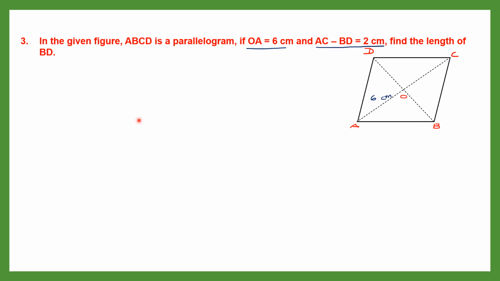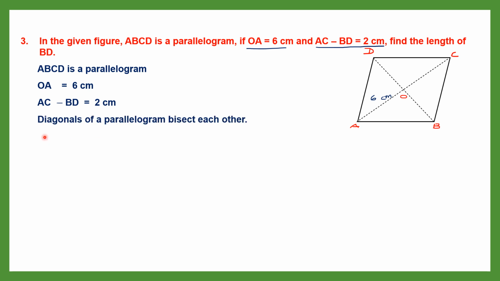So now let's write what's given to us. ABCD is a parallelogram. OA is equal to 6 centimeters. AC minus BD is equal to 2 centimeters. Now one important property of parallelograms is that the diagonals of a parallelogram bisect each other. That means they're dividing each diagonal into two equal halves. So this diagonal AC is dividing the other into two equal halves. The other one is also dividing AC into two equal halves.